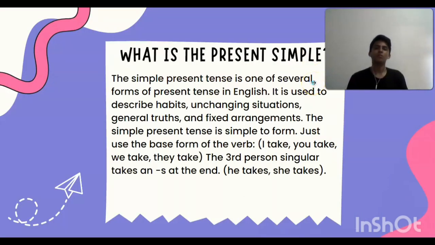What is the present simple? The simple present tense is one of several forms of the present tense in English. It's used to describe habits, unchanged situations, general truths, and fixed arrangements. The simple present tense is simple to form. Just use the base form of the verb: I take, you take, we take, they take, for example. And in the third person singular, take adds an s at the end, for example, he takes and she takes.